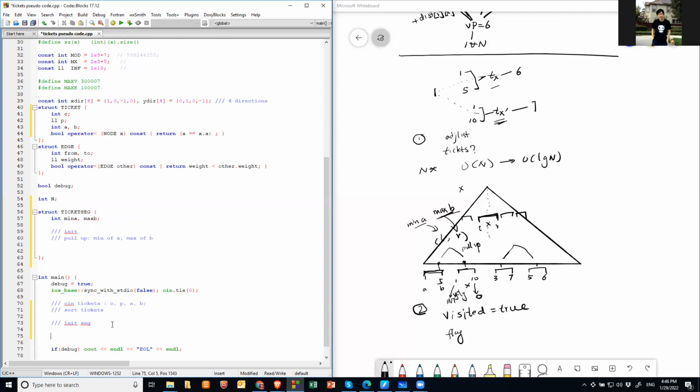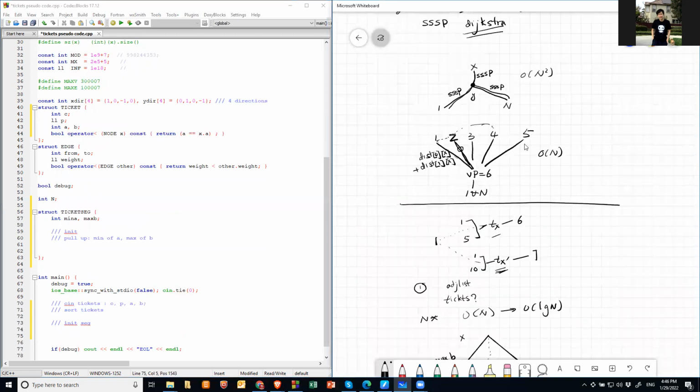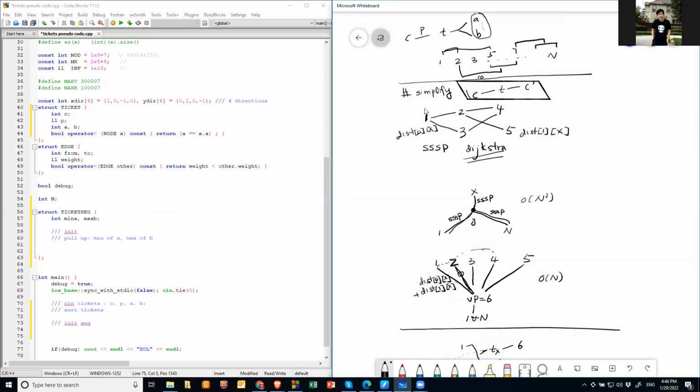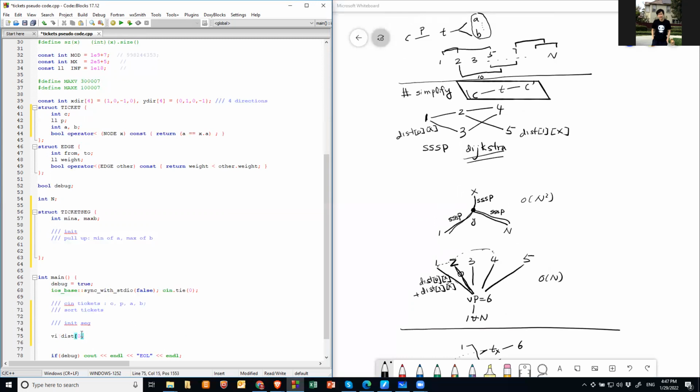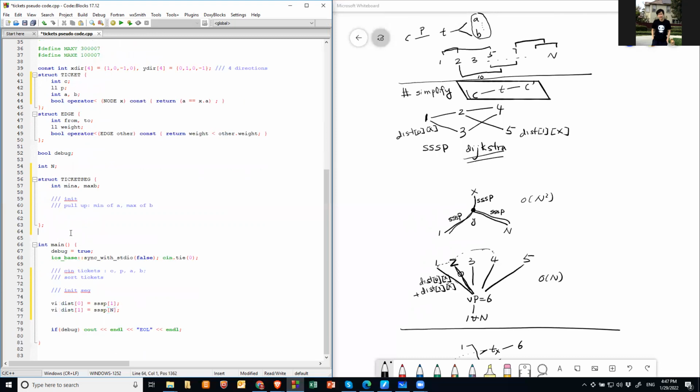Then remember, we do this. We find from point A. So then we need to find this 0, which is the Dijkstra starting from 1. So we need to find this one, which is starting from point A. So let's write that.